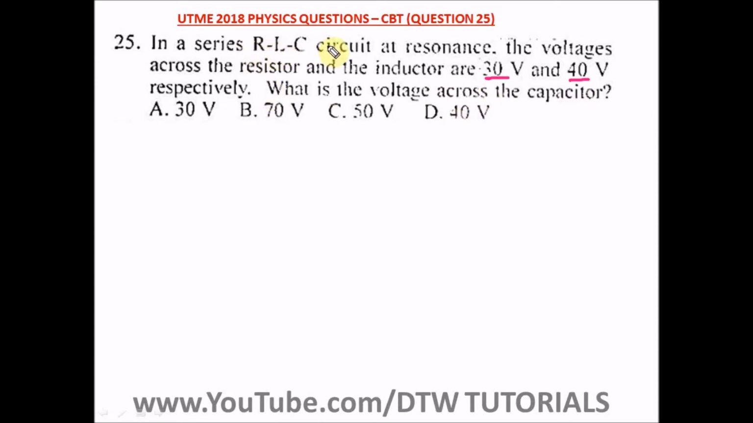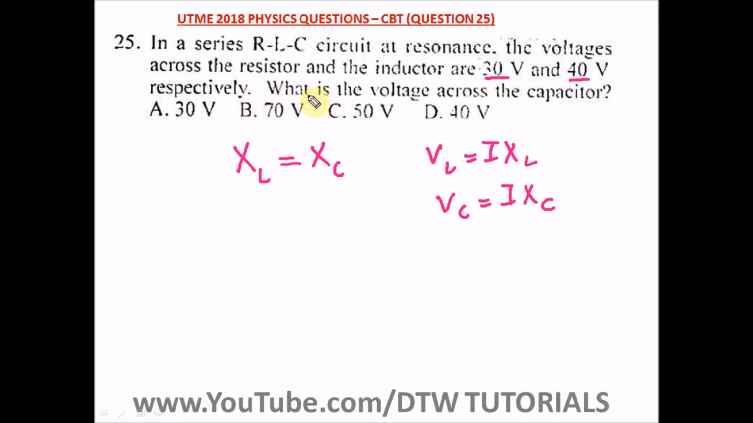Okay, so when you see RLC, this is your resistor, this is the inductor, and this is your capacitor. For a series RLC circuit to be at resonance, your inductive reactance, XL, must be equal to your capacitive reactance, XC. And remember that VL is equal to I XL, and VC is equal to I XC. The current is the same, all right?